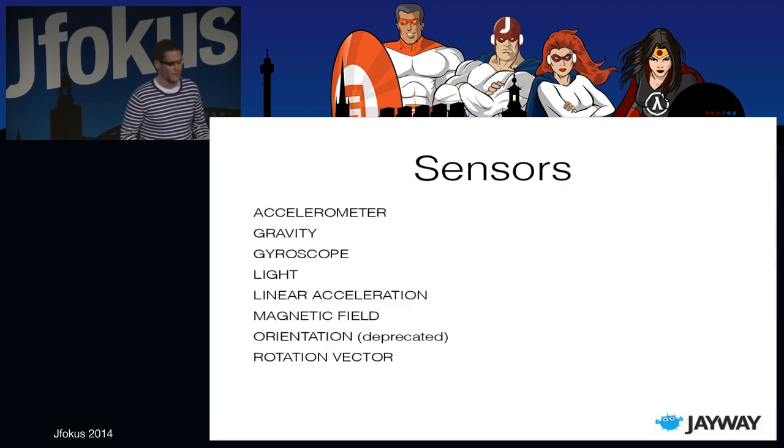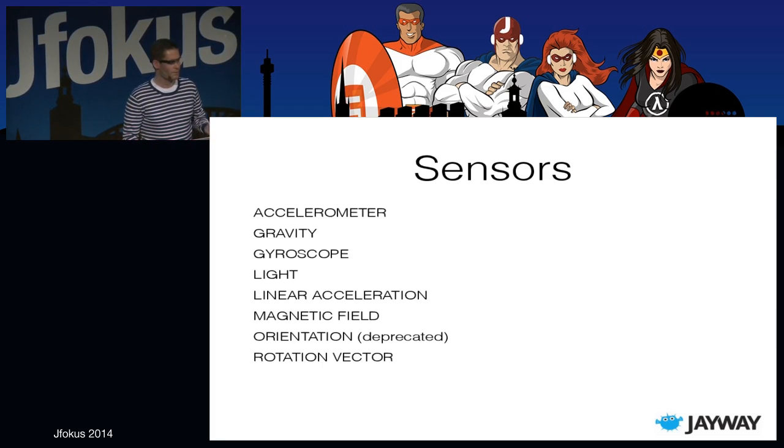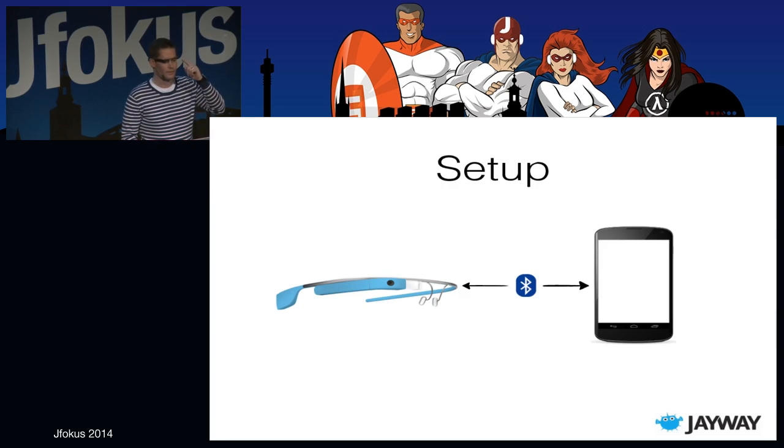We have accelerometer, gravity and gyroscope, everything that you expect from a modern device. And you pair your glasses with the mobile device to pick up the GPS signal, so you can get directions on the display. I will show you that.